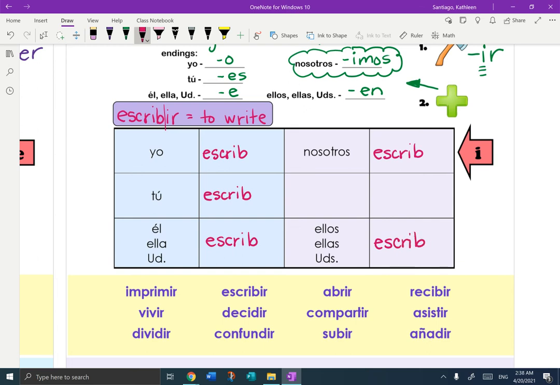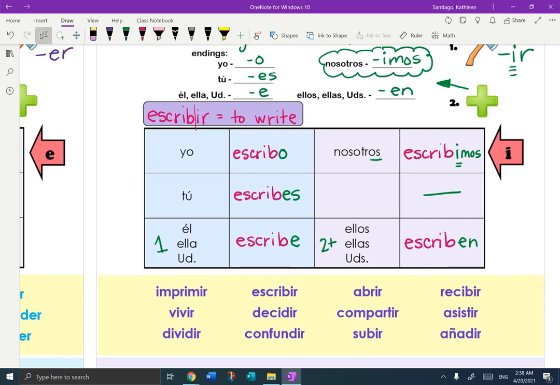Now I'm going to go back in and add my endings. Yo ends in O, escribo. Tú, you have two big toes, escribes. El, ella, usted, any one person, one vowel, escribe. Nosotros, os, escribimos. Notice I've got the I, escribimos. And then ellos, ellas, ustedes, any two or more people, they ride in the van, escriben. Okay, if you note, I did put an arrow to remind you that it's IMOS here, and all the way over here, if you look, we've got E with an arrow on the first chart.